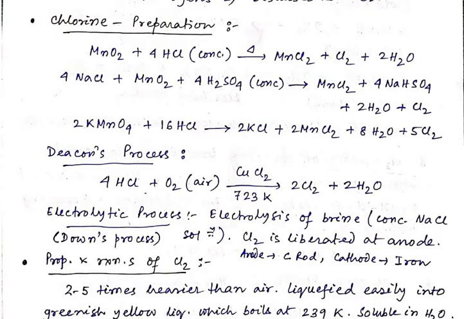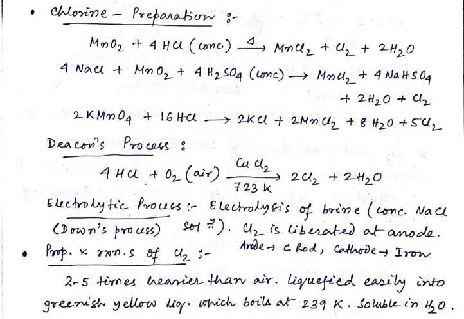In our last class we discussed the synthesis, reaction and uses of F2, and in today's class I will discuss the synthesis, reaction and uses of Cl2, that is chlorine. So first of all, how can we prepare Cl2? When manganese dioxide, MnO2, reacts with concentrated HCl, and if I heat the mixture, then we get chlorine gas along with MnCl2 and water.